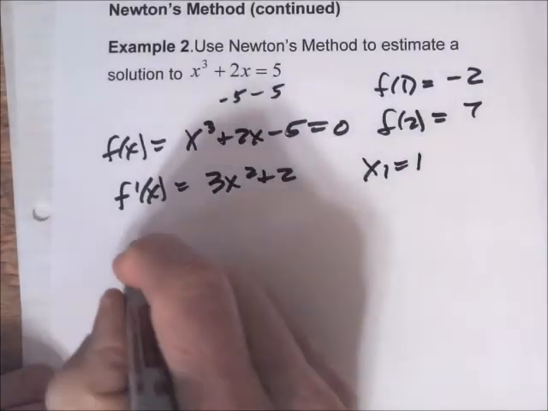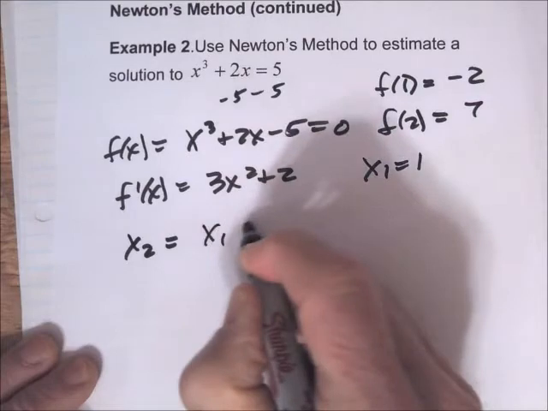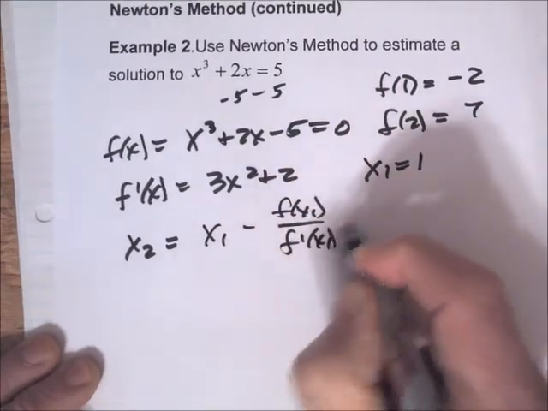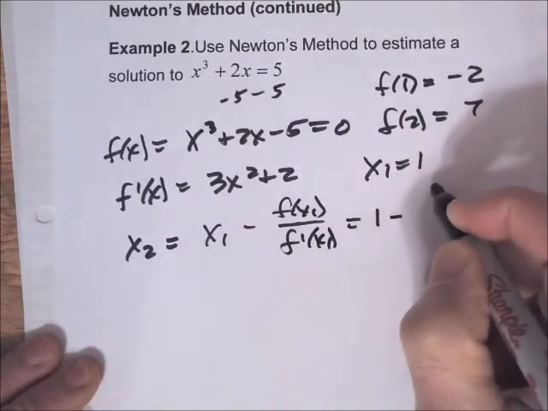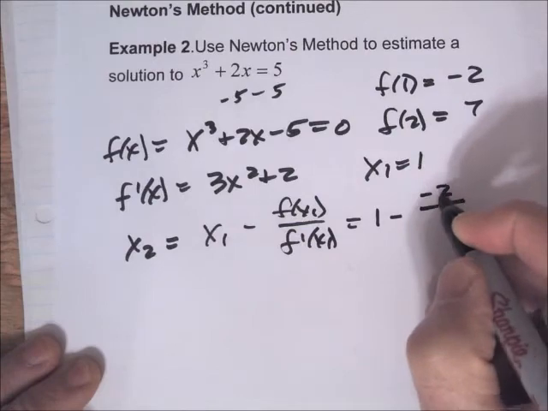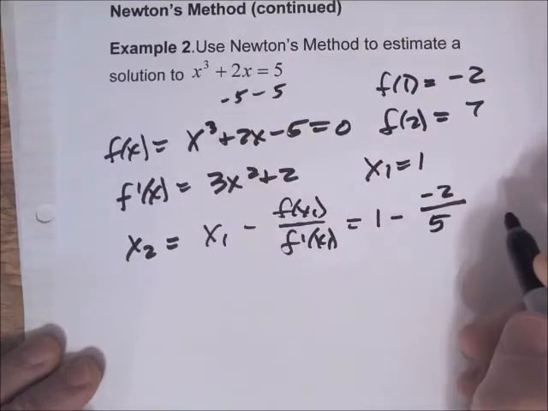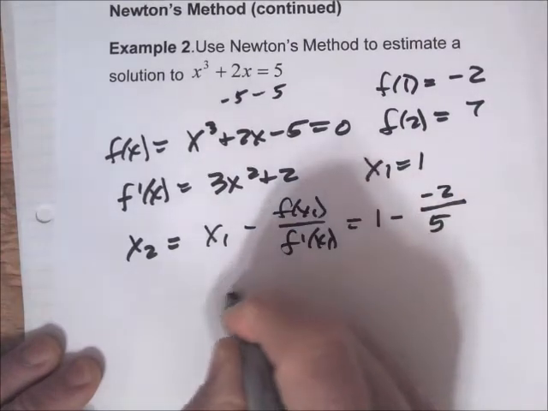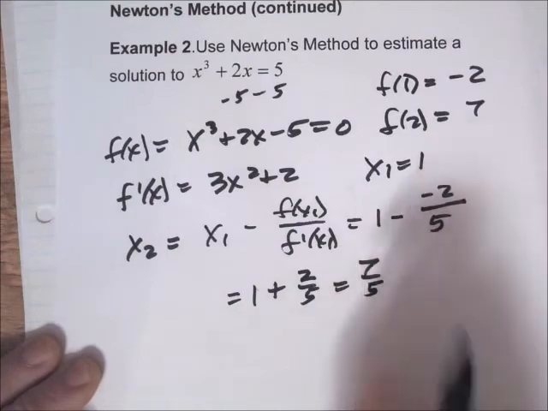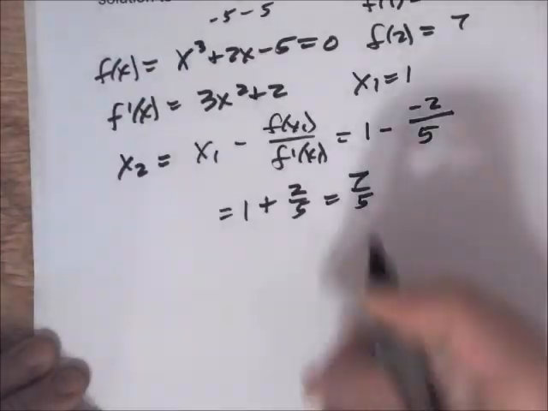And then x2, our second estimate, is going to be x1 minus f of x1 over f prime of x1. So it's 1 minus negative 2 divided by 5. 3 times 1 squared plus 2 is 5. So this is 1 plus 2/5, which would be 7/5. Okay, and then we do another estimate, x3.